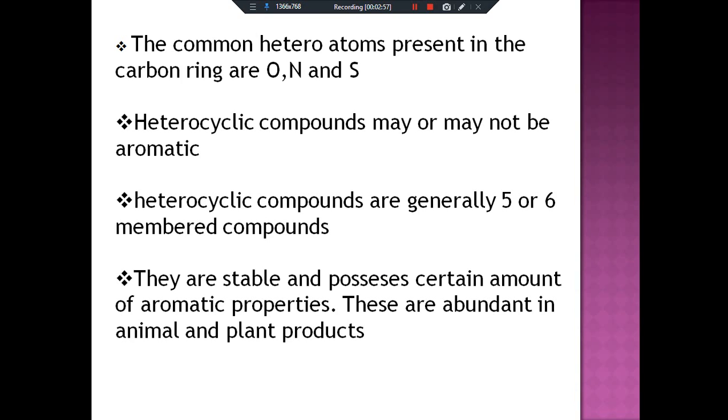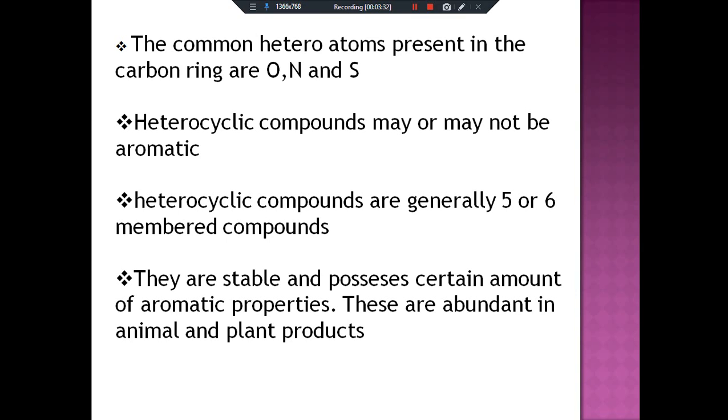The common heteroatoms present in the carbon ring, as we have already seen, are oxygen, nitrogen, sulfur. Actually, these compounds may be aromatic or may not be. And generally, they are 5 or 6-membered compounds. What we have already seen is pyrrole is a 5-membered heterocyclic compound. Furan and thiophene are 5-membered heterocyclic compounds, whereas pyridine is a 6-membered heterocyclic compound.